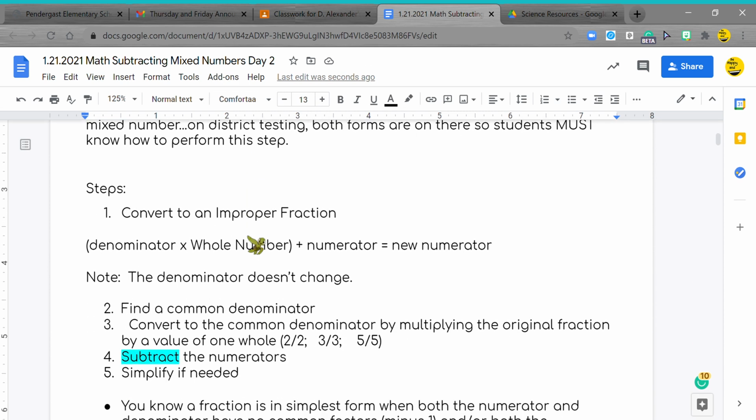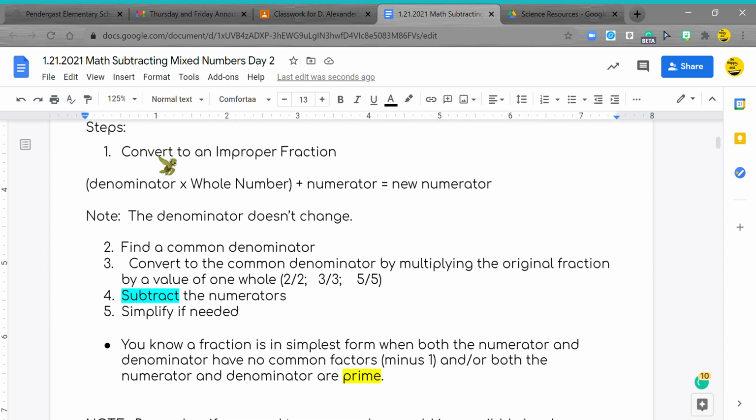Now remember, we have our steps. We need to convert the mixed number to an improper fraction, and we do that by denominator times whole number plus the numerator to get our new numerator, and we put that new numerator over our denominator. Remember, our denominator does not change.